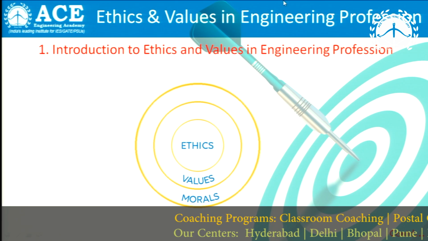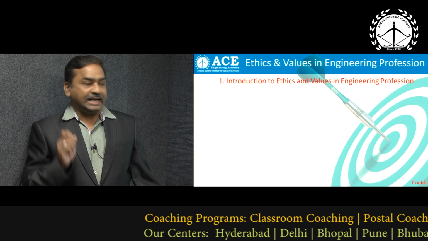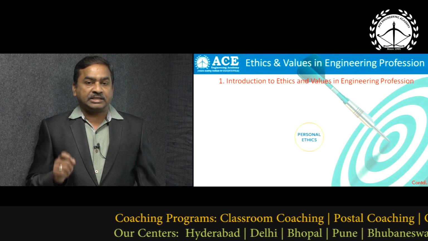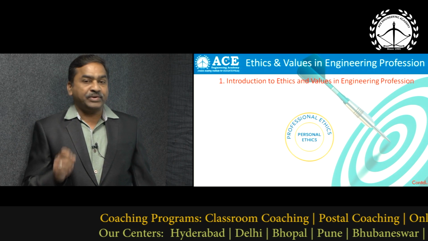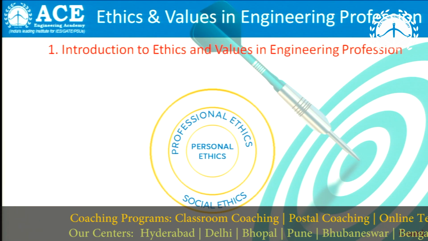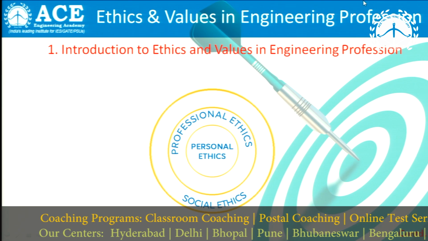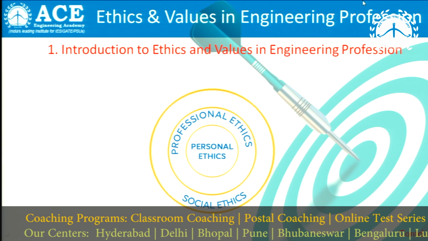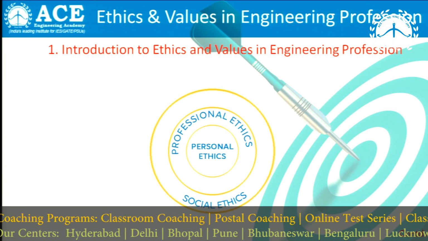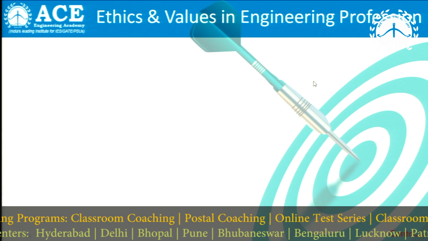Coming to ethics, there are various levels of ethics. This also we will see as a diagram. Innermost level, personal ethics, followed by professional ethics, which is followed by social ethics. Of all these, social ethics are highest in the order, which means that when I am in conflict to take a decision, social obligation is more important than either professional or personal ethics.